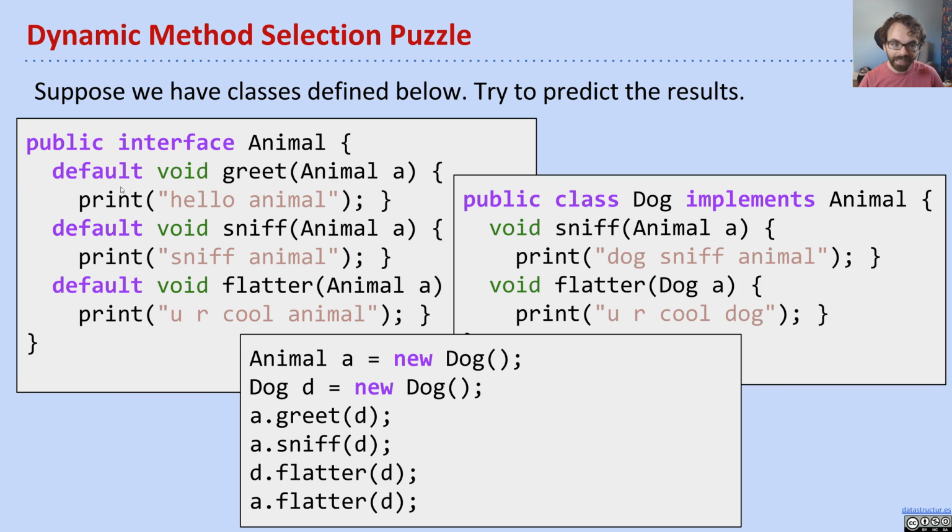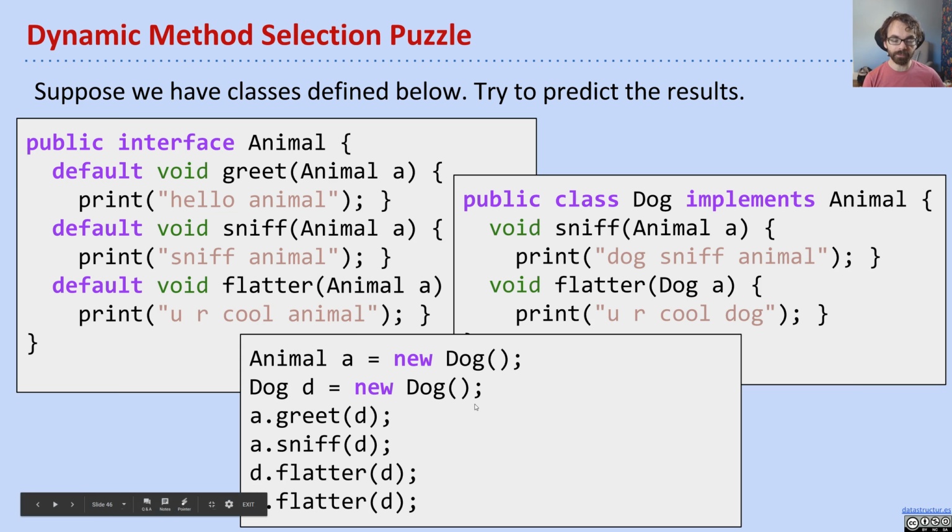And I've kind of cheated here. I got rid of System.out because I wanted everything to fit on the slide. So I've omitted a little bit of unnecessary Java syntax. I think the concept is still clear. And then over here, I have a class called Dog, which implements Animal. It provides a sniffAnimal and a flatterDog method.